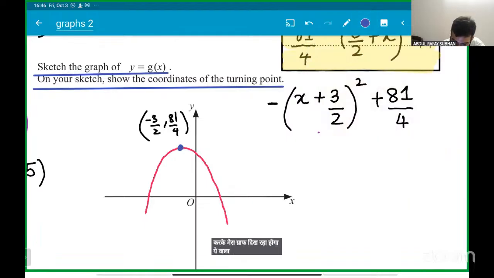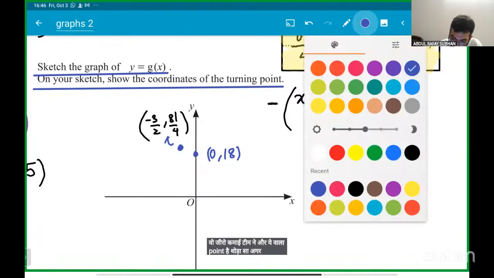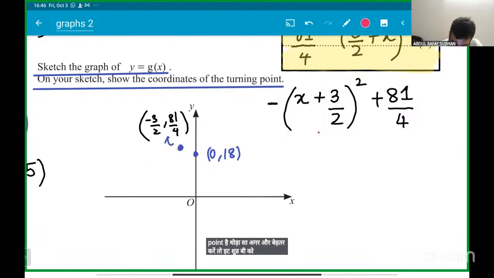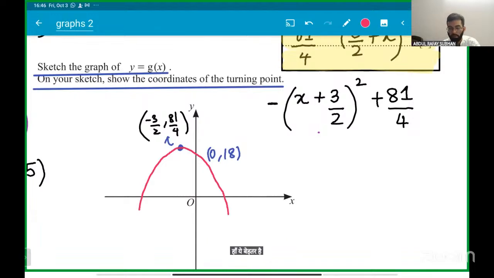ये वाला पॉइंट जो है टर्निंग पॉइंट है, और ये वाला पॉइंट जो है वो 0, 18 है. When x is 0, y is 18. और ये वाला पॉइंट जो हमारा टर्निंग पॉइंट है, थोड़ा सा अगर और बेहतर करें तो it should be going like this. एक ही गो में अगर बनाएं तो that's also a good possibility. हाँ ये बेहतर है. It looks like a perfect turn.